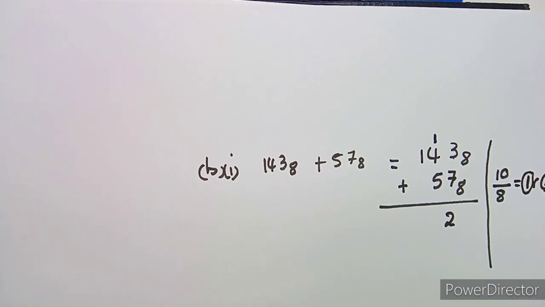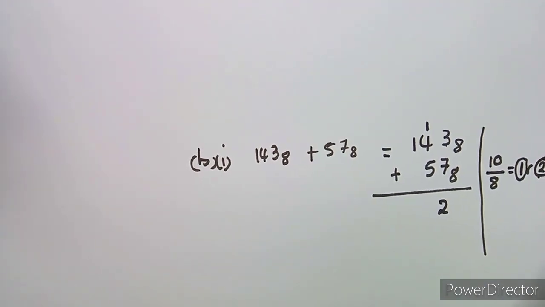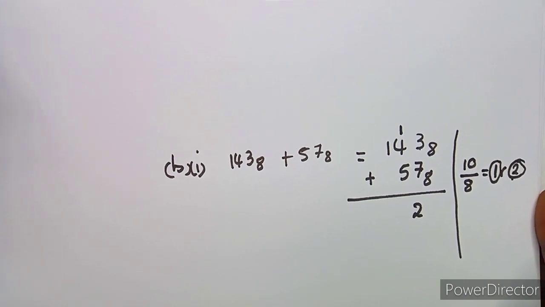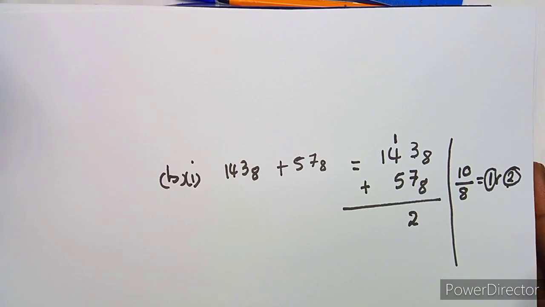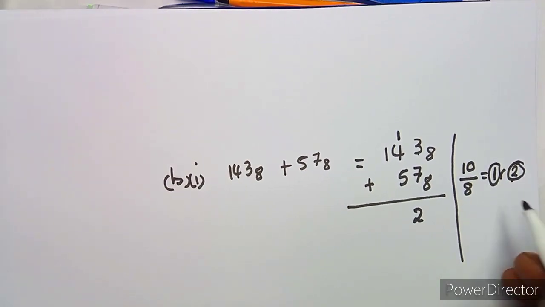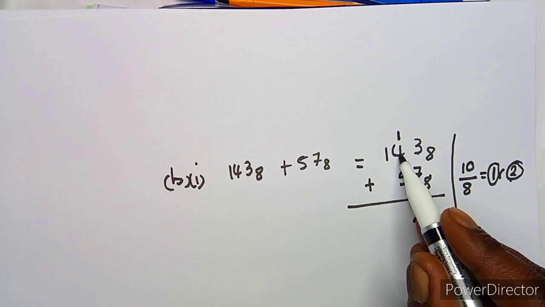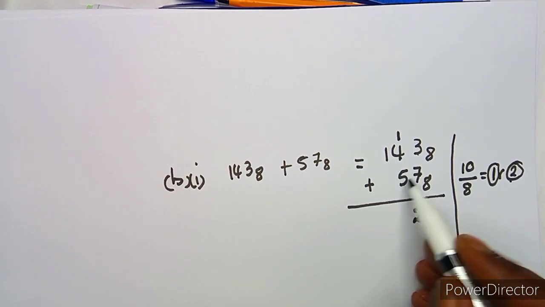So let's add, guys. Let's add together and see what you're going to have at the end. Let me adjust a little bit further again. All right, so we are going to have 10 again here. That's 5 plus 5, which is 10.